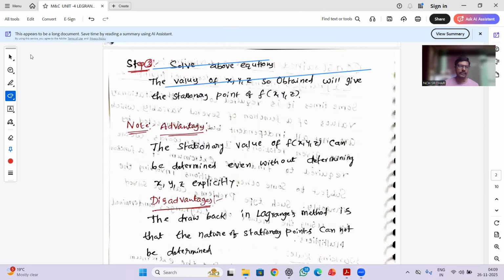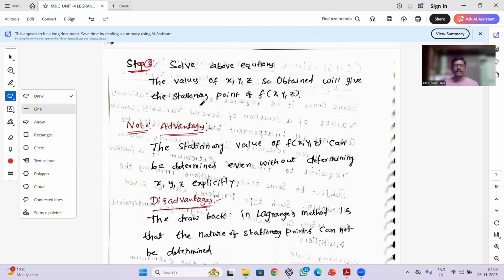One minute. I will erase this because it is causing some disturbance. Right. Now we can clearly see.